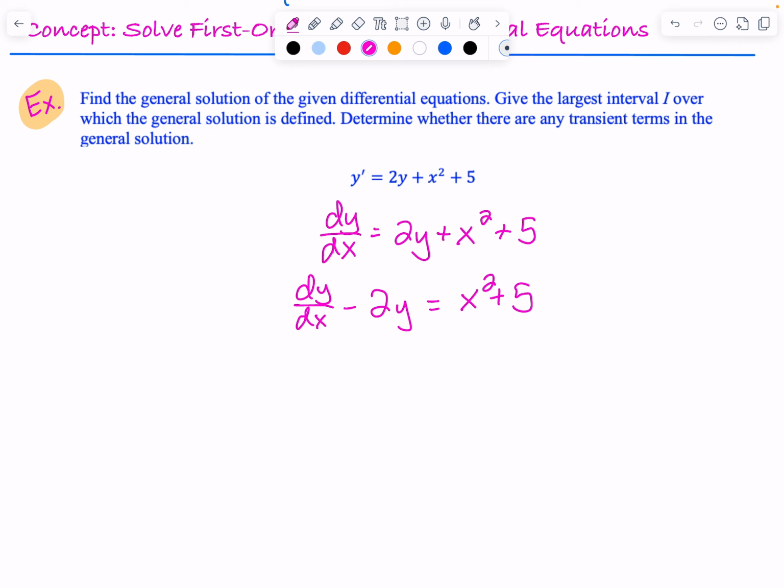All right, so this becomes, oh, we need mu. Let's do that first. Mu is e to the negative integral of 2 dx. That negative comes up with it. So I get e to the negative 2x will be my mu.